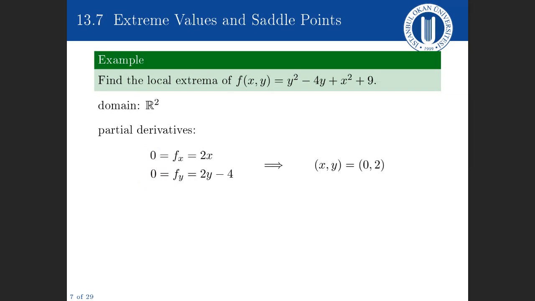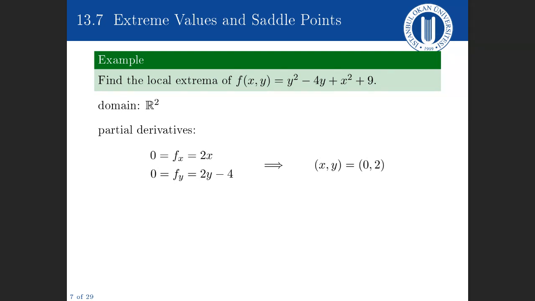Our function is just a polynomial. Power functions, y squared, x, etc., numbers, linear functions. So this is defined everywhere. This function has domain all of R squared. fx is 2x and fy is 2y minus 4. How do we get these equal to 0? We must have that x is 0 and y is equal to 2.